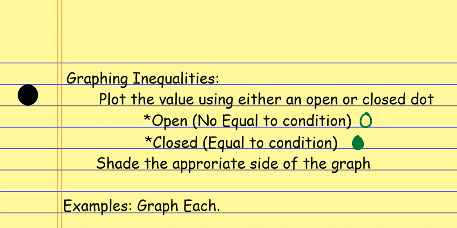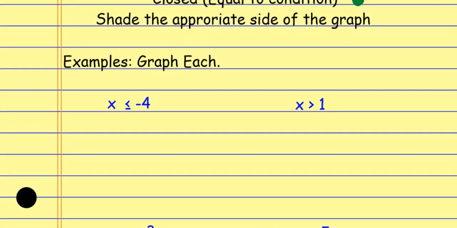And then from there, we shade one side of the graph or the other. I color in the side of the graph that has the values that I want. For example, if I look at this one, it says x is less than or equal to -4. If I think about this from the perspective of a number line, I'm going to draw the number line here, and I'll put 0 over here somewhere, and I'm just going to fill in these values.